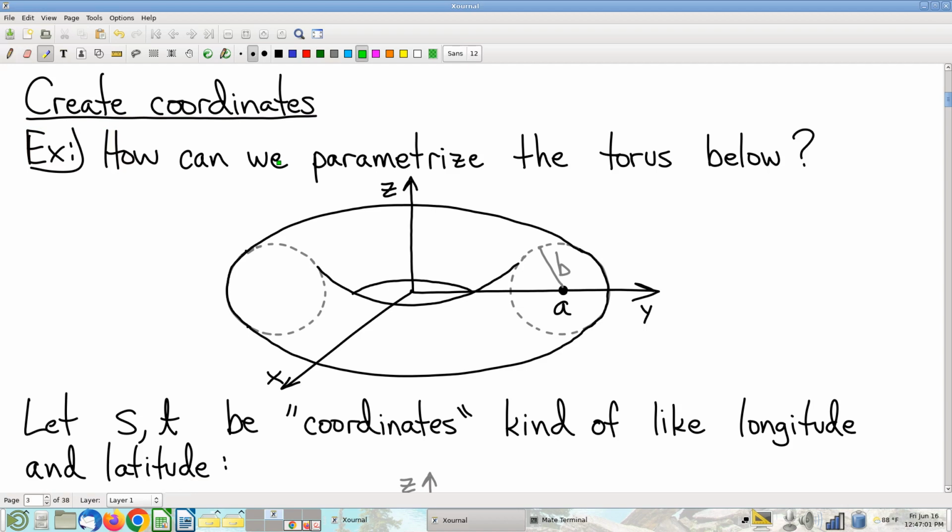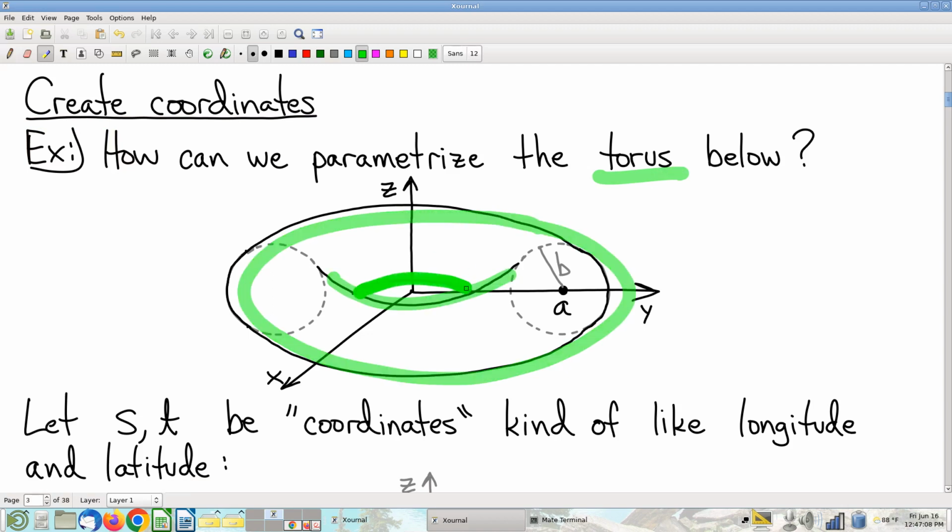So let's suppose we're interested in this thing we call a torus. It's basically a donut. In particular, it's the surface of the donut. It's where the glaze is.